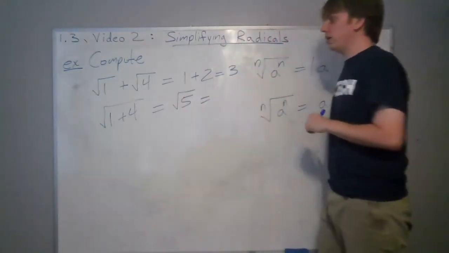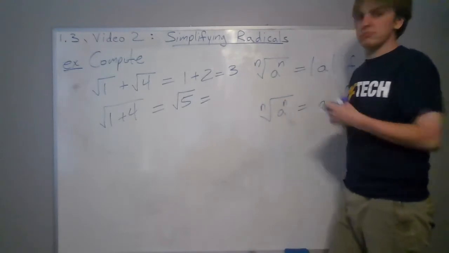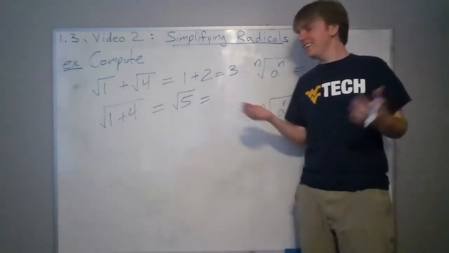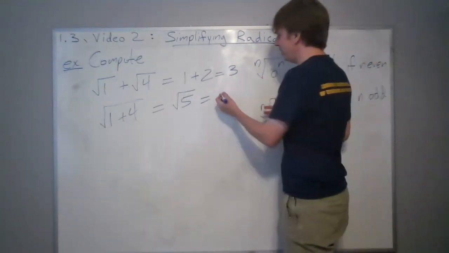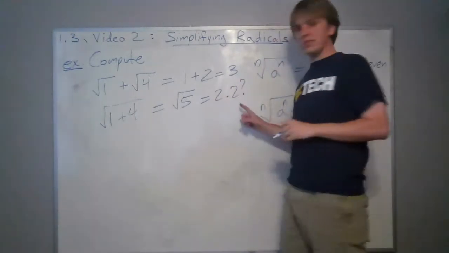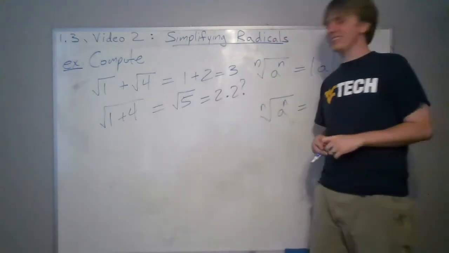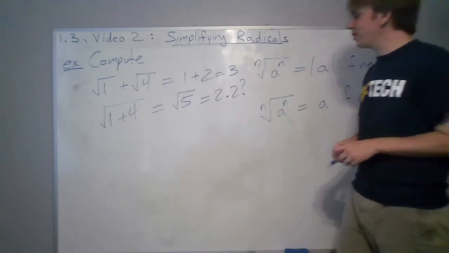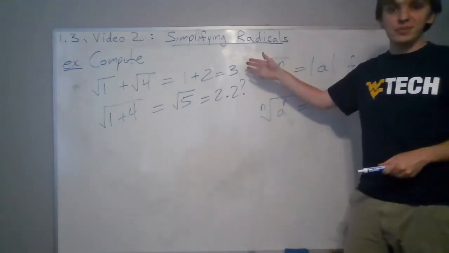And square root of 5 is equal to some weird decimal. It's not 3. That would be 2 point something. That's a guess. Don't write that down as a fact. Type it in a calculator if you want to be sure. But it's definitely not 3, is the point.